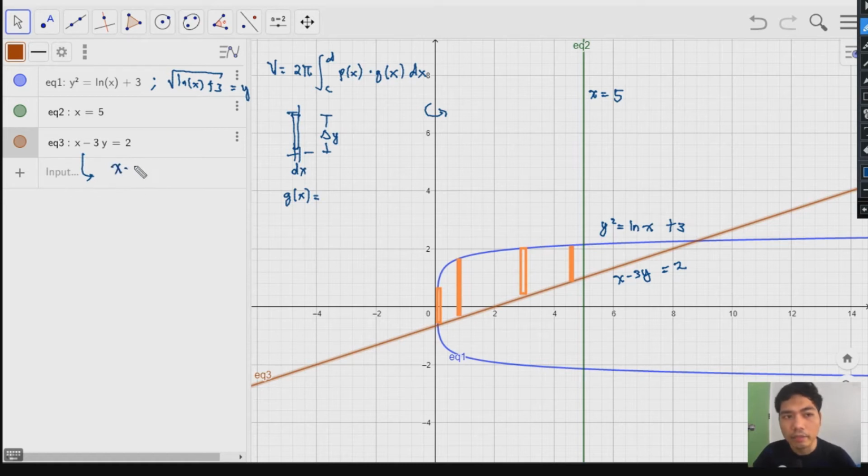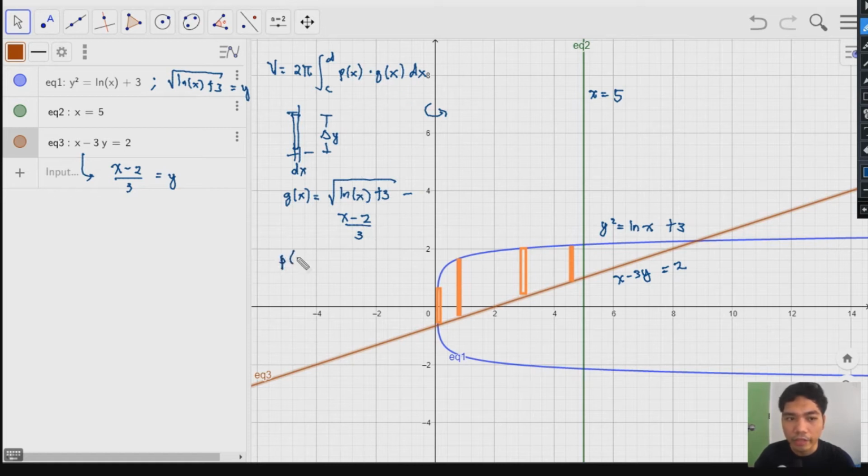You could have (x minus 2) all over 3 that is equal to y. So, dapat ganyan yung ating magiging equation para magamit natin yung dalawang y values para pure function sila ng x. So, okay tayo sa g of x, that would be the upper curve minus the lower curve. So, ano ba ating upper curve? So, we have the square root of ln of x plus 3, and we subtract (x minus 2) all over 3. So that's your g of x.